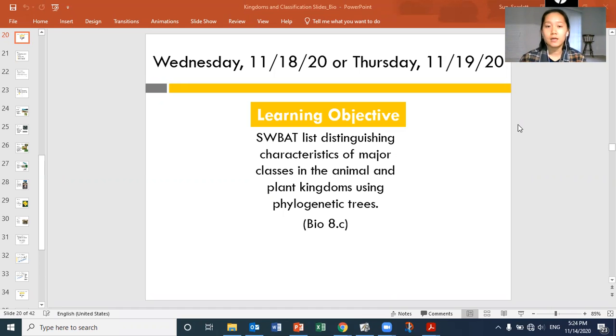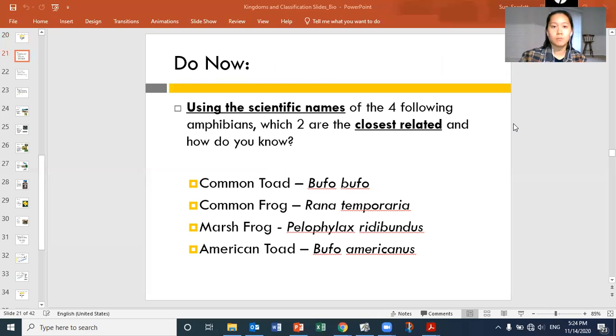So the objective is that students will be able to list distinguishing characteristics of major classes in the animal and plant kingdoms using phylogenetic trees. So the do now is: using the scientific names of the 4 following amphibians, which 2 are the closest related and how do you know? I put a list of amphibians, and amphibians are the organisms that when they're babies, they live in the water and they breathe through gills, and then when they are growing up into adults, they transition to air breathing and breathing on land.